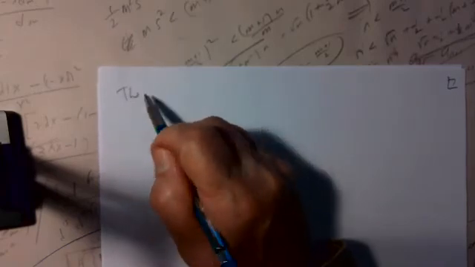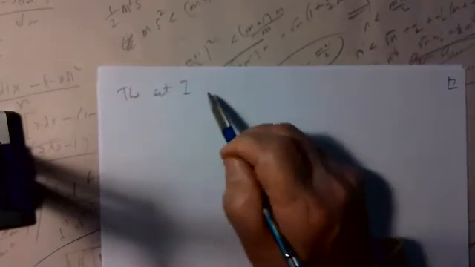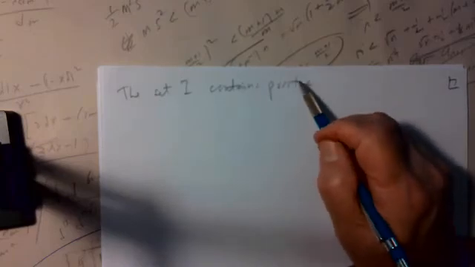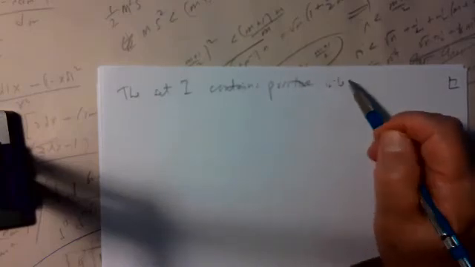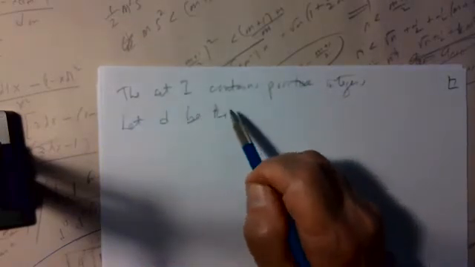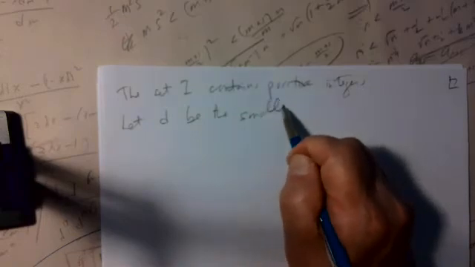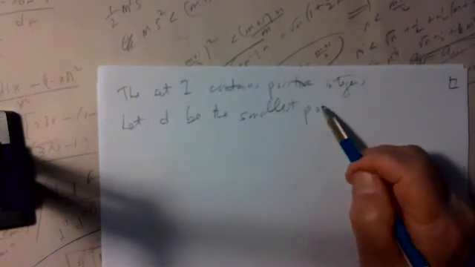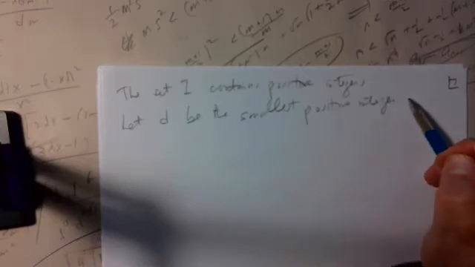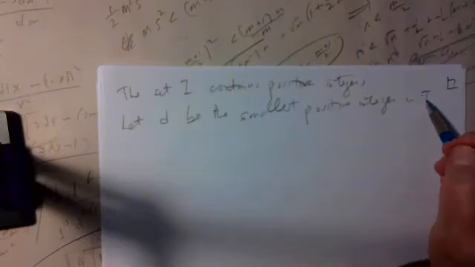So the set I contains positive integers. Let D be the smallest positive integer in I.